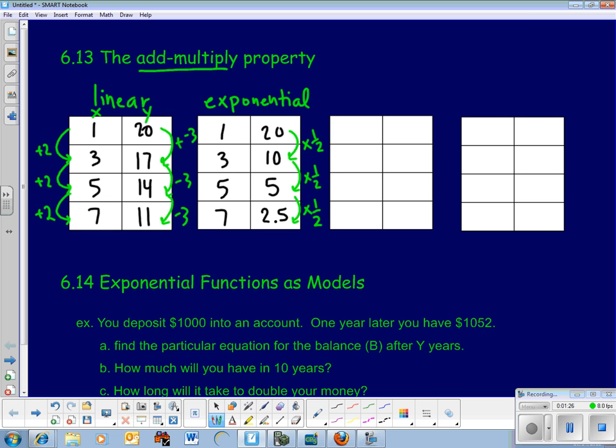We steadily multiply instead of steadily adding. And this would be exponential decay because it's dividing by 2, which is multiplying by 1/2. But the same steady +2, +2 on the x makes a steady multiplication on the y. So you're going to have two styles of questions. Style 1 is when I'm going to give you 2 points. I'm going to give you, for example, 8 and 25.7.